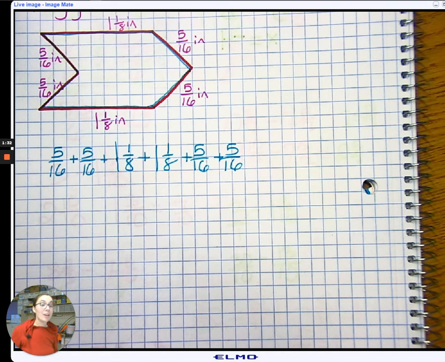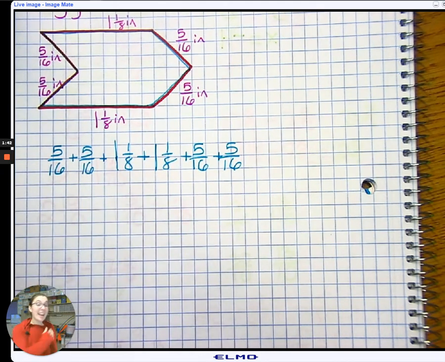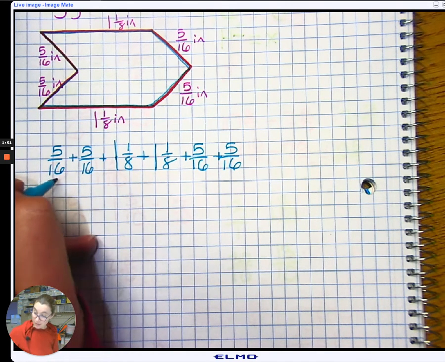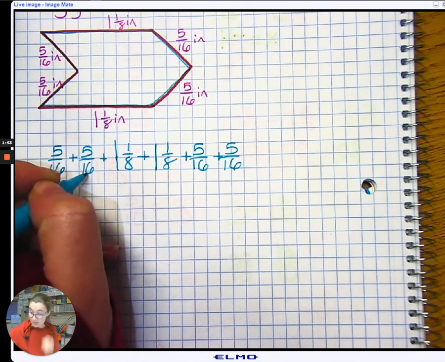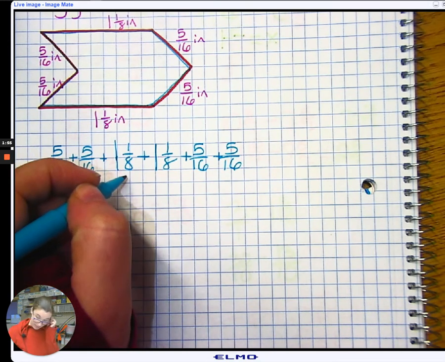So how do I add fractions? What do I need to do first? The first thing I need to do is find the common denominator. I have two different denominators here. One of them is 8 and one of them is 16. And I know that the least common multiple of 8 and 16 is 16. So the 5/16 are going to stay the same. It's the 8ths that are going to change.